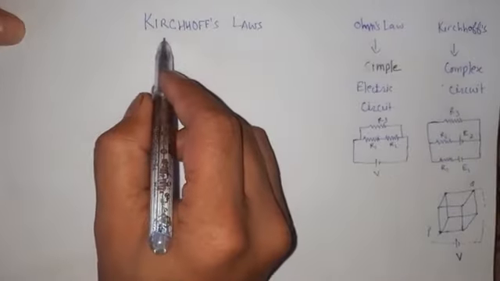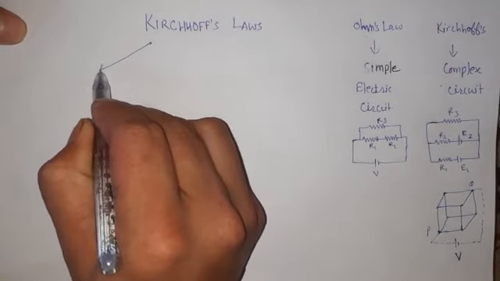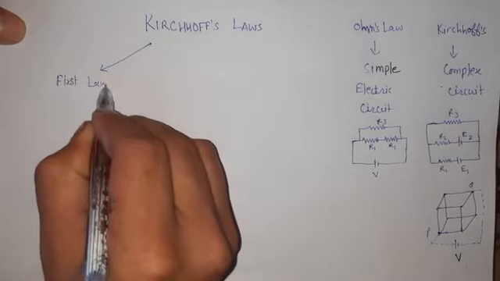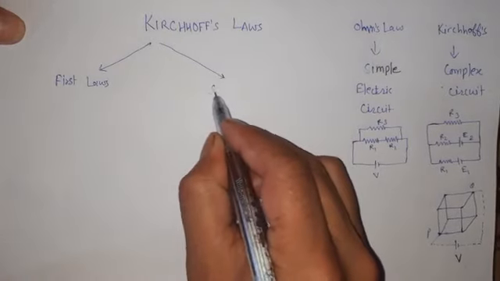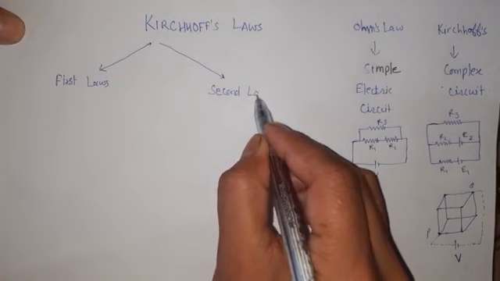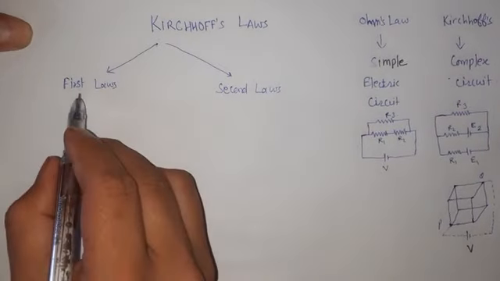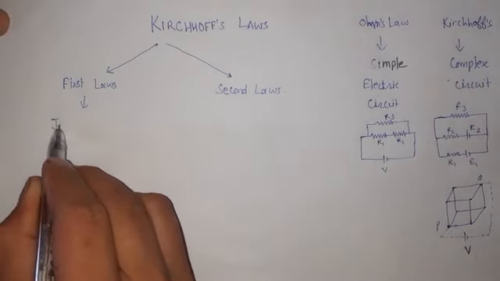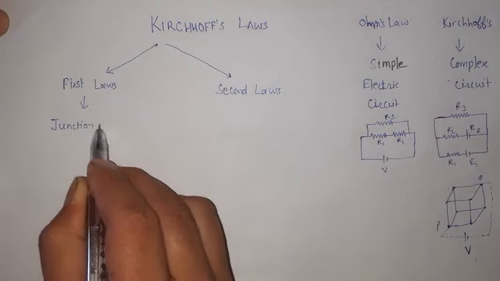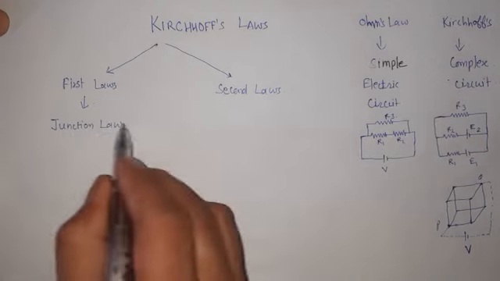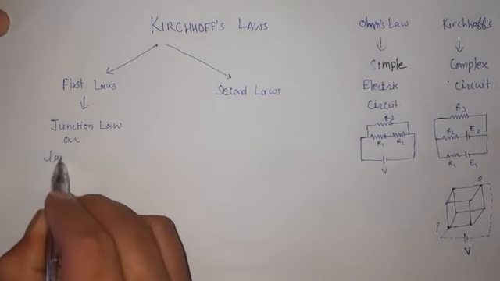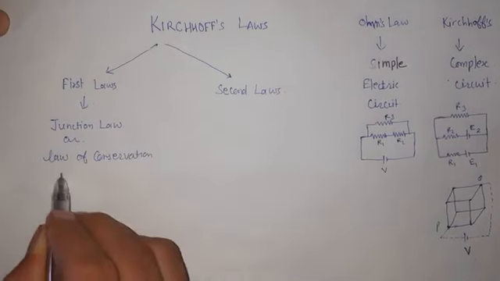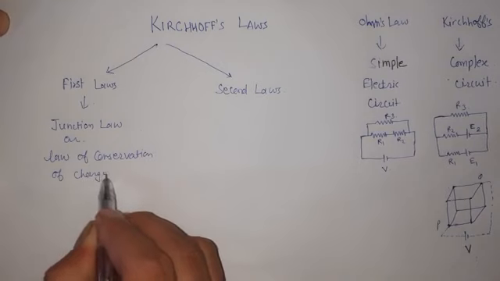Now Kirchhoff has given two laws. This is the first, and next is the second law. These are the two laws given by Kirchhoff. The first law is known as the junction law, or also the law of conservation of charge.